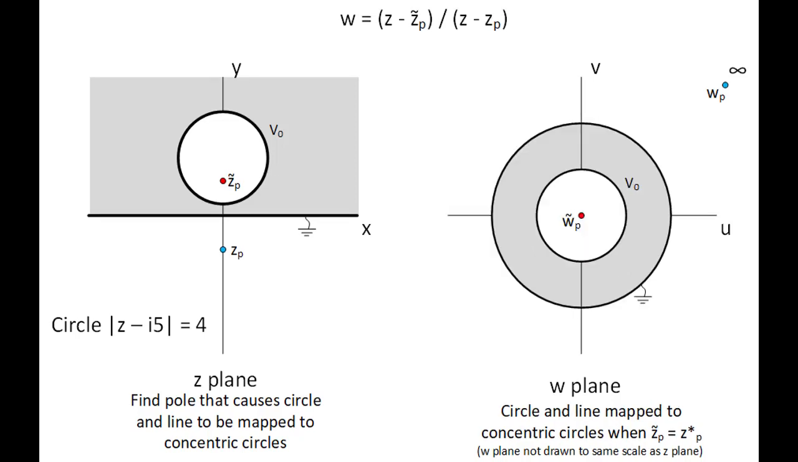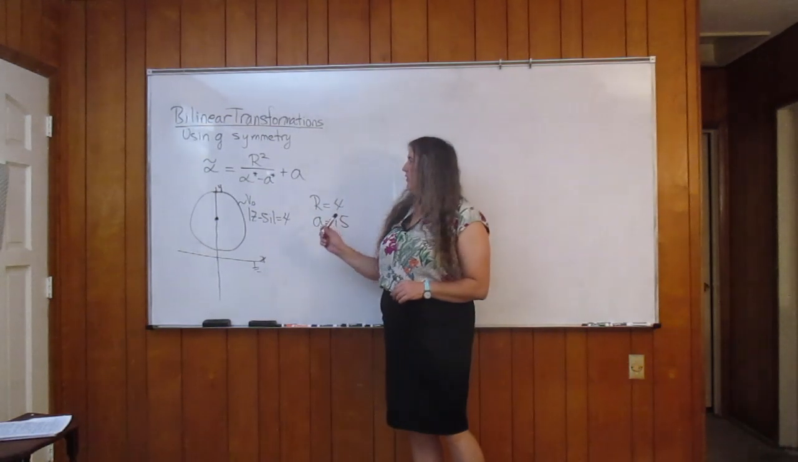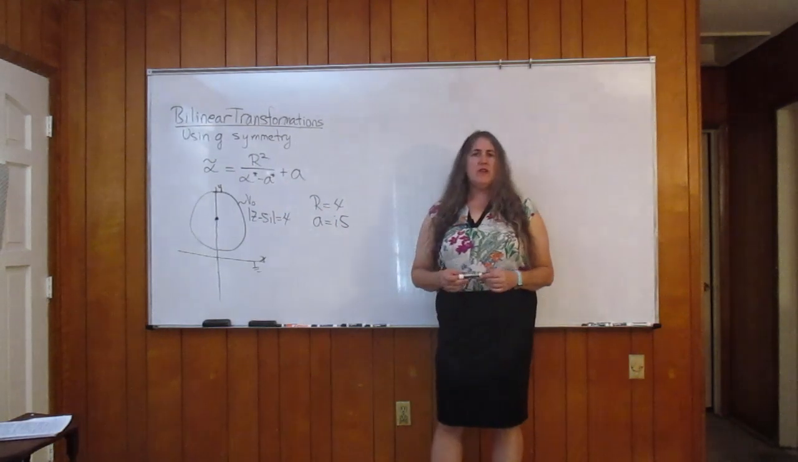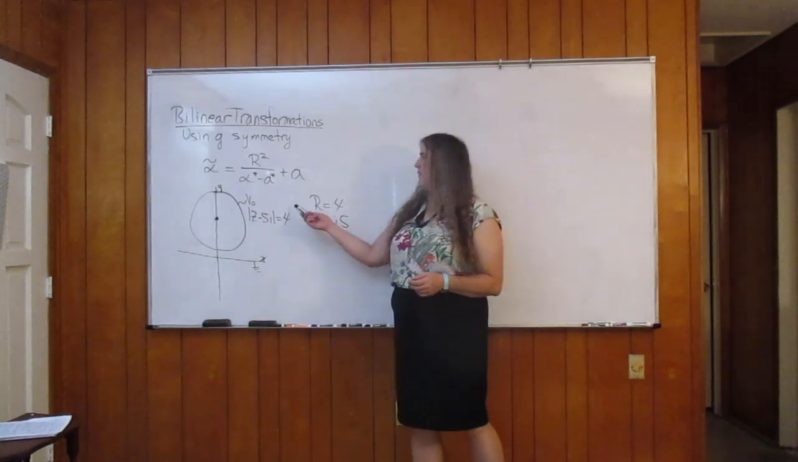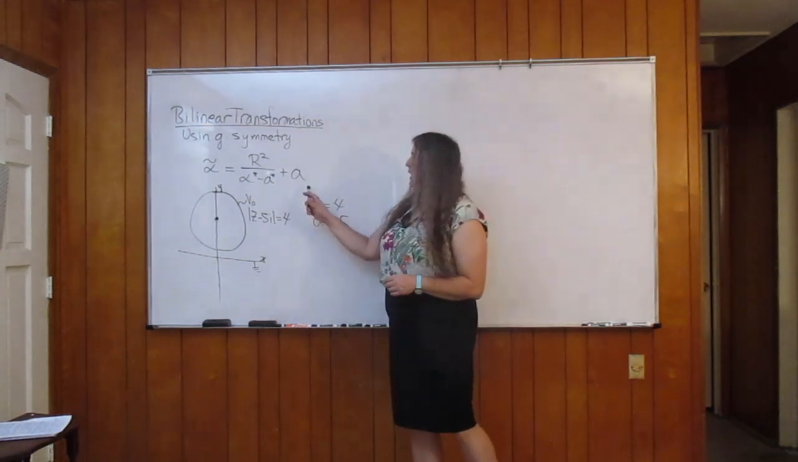The transformation (z minus Zp tilde) over (z minus Zp) maps the circle and line to two concentric circles centered at the origin. The symmetric point Zp tilde maps to the symmetric point Wp, which is located at the origin, and Zp maps to infinity because it is the pole of the transformation function. The equation for determining symmetric point alpha tilde is equal to r squared, where r is the radius of the circle, over complex conjugate of alpha, the location of the original point, minus complex conjugate of a, which is the center of the circle, plus a.